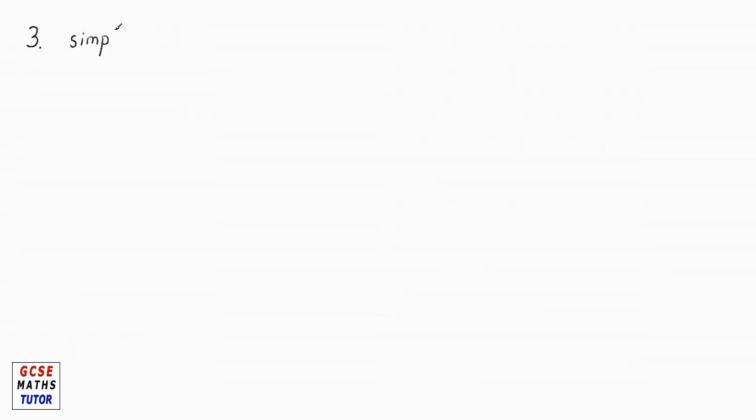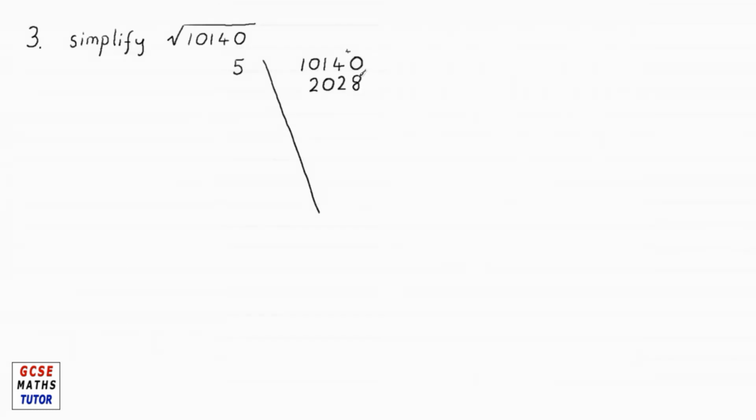Number 3. Simplify the square root of 10,140. So 5s into 10 goes twice. 5s into 1 goes 0. 5s into 14 goes twice. Carry 4. 5s into 40 goes 8 times.